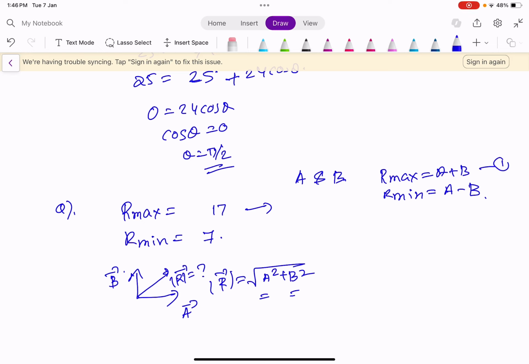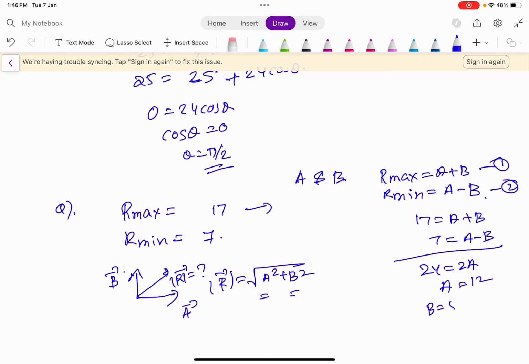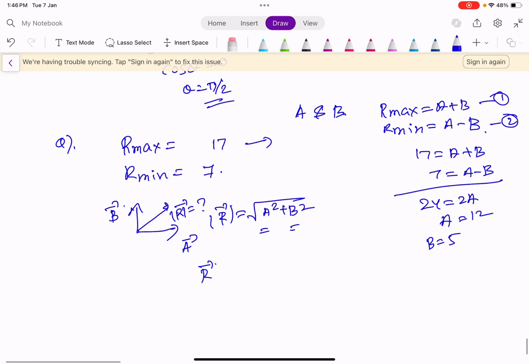They gave R max and R minimum. R max is 17, equal to A plus B. R minimum is 7, equal to A minus B. If we add these two, we will get 24 equals 2A. A is 12. Then B is equal to 5. So what is the resultant? Root of 144 plus 25, that is root of 169, that is 13. See, very easy problem.